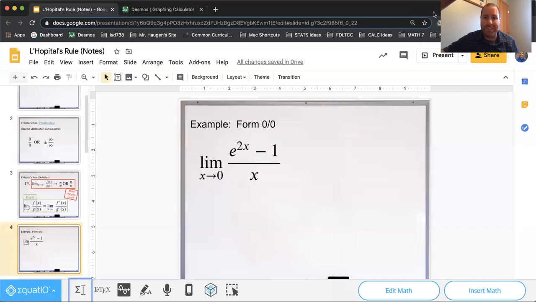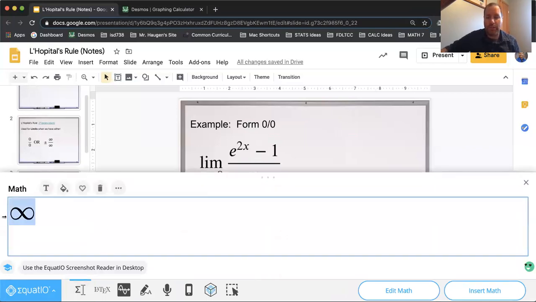So we found that it's 0 over 0. And then what we're going to do is use L'Hopital's rule. What that says is we should then have the limit, right? The limit's going to stay the same. We're still going to make x go to 0. That's going to be the same.